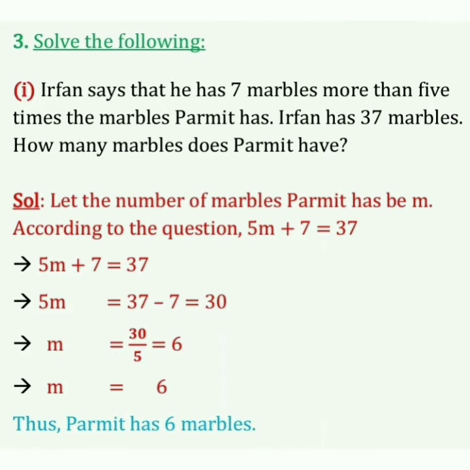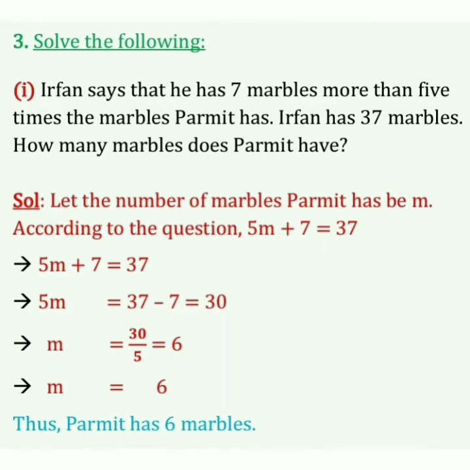Sum number 3. Solve the following. First, Irfan says that he has 7 marbles more than 5 times the marbles Parmit has. Irfan has 37 marbles. How many marbles does Parmit have? Solution. Let the number of marbles Parmit has be m. According to the question, 5m plus 7 is equal to 37 is the required equation.